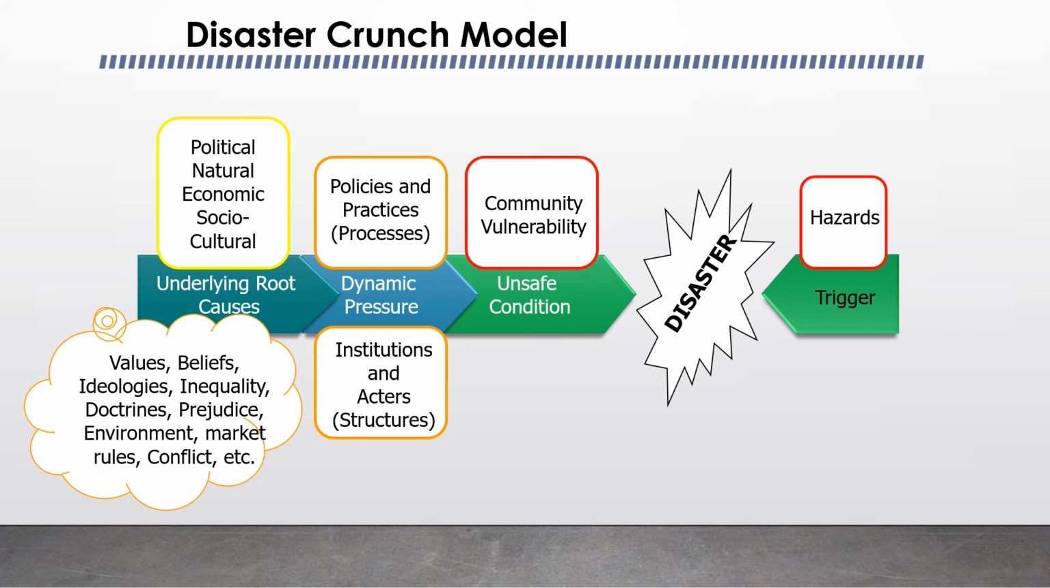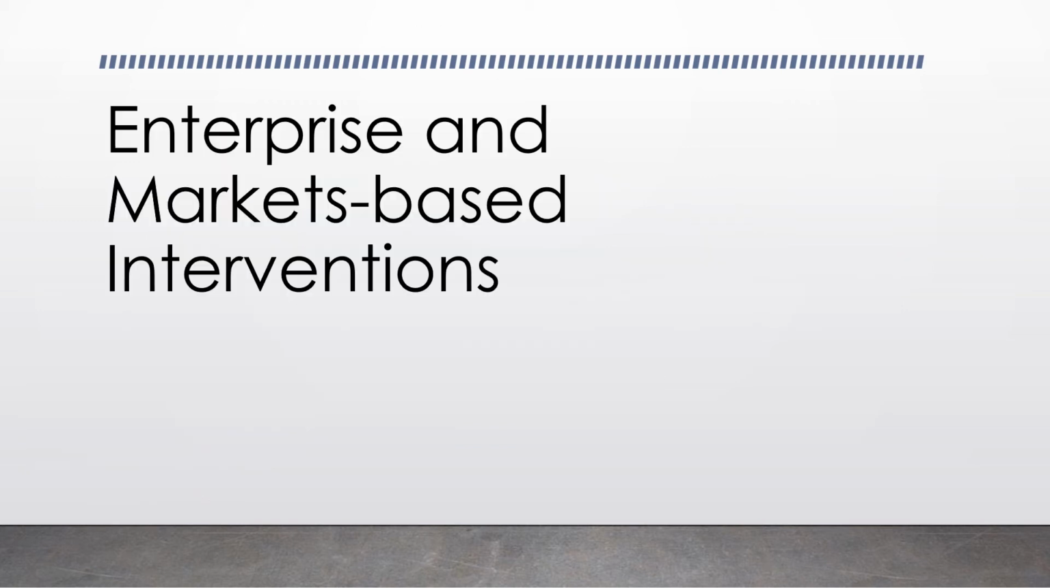The Disaster Crunch model used in disaster risk reduction is one of the offshoot frameworks of the Sustainable Livelihood Framework. When conducting a participatory capacities and vulnerability assessment, the underlying framework used for data gathering is the Sustainable Livelihoods approach. If instead of community livelihoods, we do want to focus on enterprises and market-based interventions, there are other frameworks and tools that you can use.